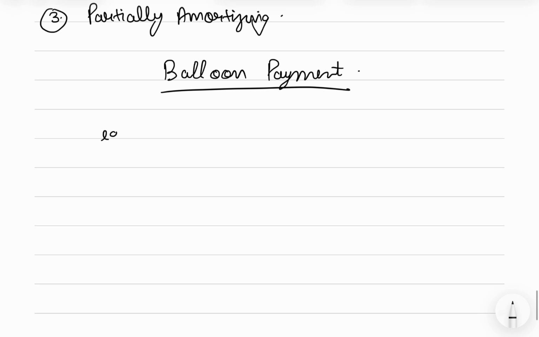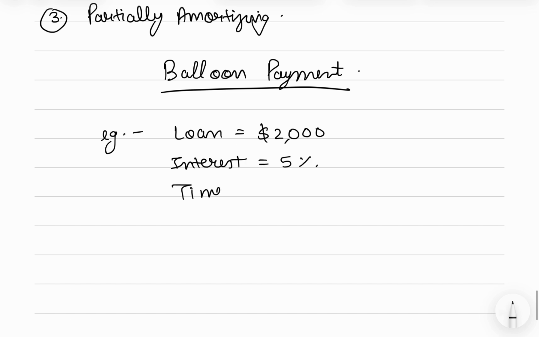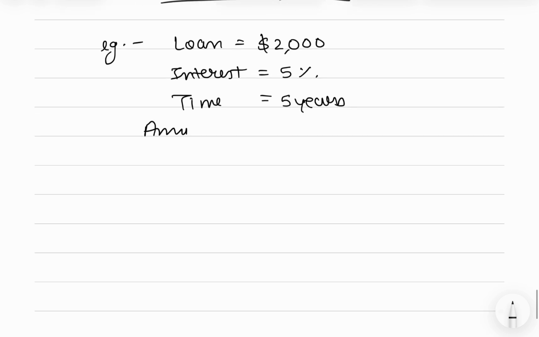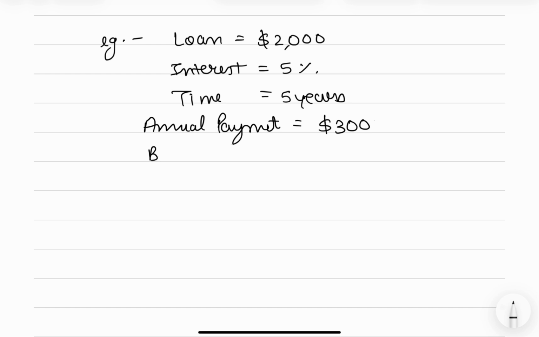So let's take an example for this. If the loan is of let's say $2,000, interest is 5%, time is 5 years, and the annual payment is of $300 approx. Let's say the balloon payment at end is of $800. So this is the new feature that is added, and based on that the annual payment is decided.